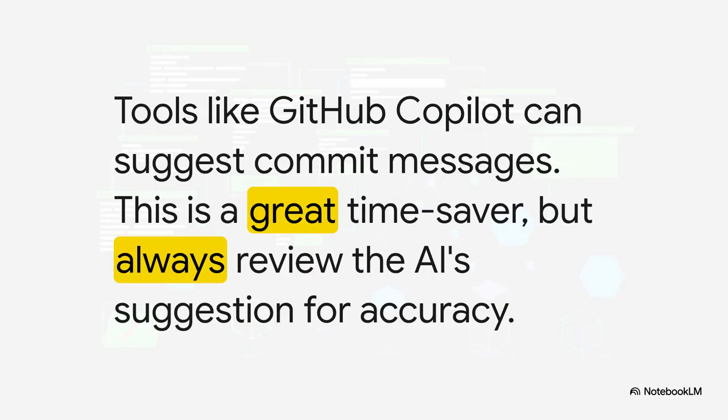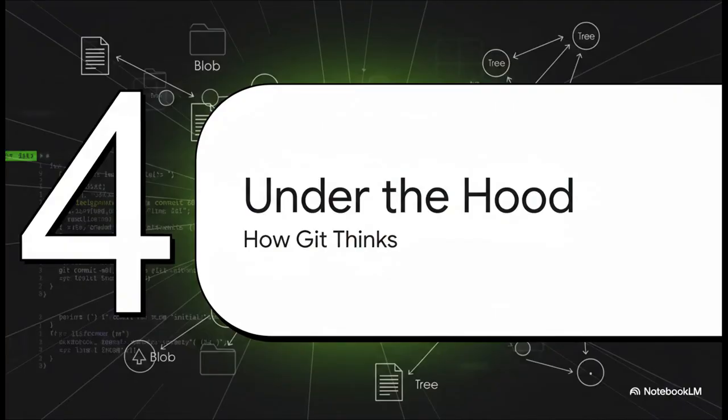Now, a quick word on commit messages. A great commit message is a love letter to your future self and your teammates. It explains the why behind a change, not just the what. And yeah, modern AI tools are getting pretty good at suggesting these messages for you, which is awesome. But remember, the AI is just an assistant. It's still your responsibility to read it, edit it, and make sure it's clear, accurate, and truly tells the story of your changes.